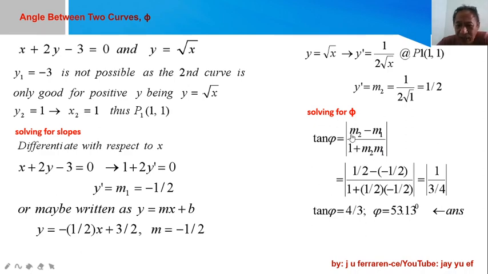Then I have to substitute values. m2 is 1/2, m1 is negative 1/2. So we have 1/2 minus negative 1/2, or that is 1. And the denominator is 1 plus 1/2 times negative 1/2, so 1 minus 1/4. So this is 3/4.